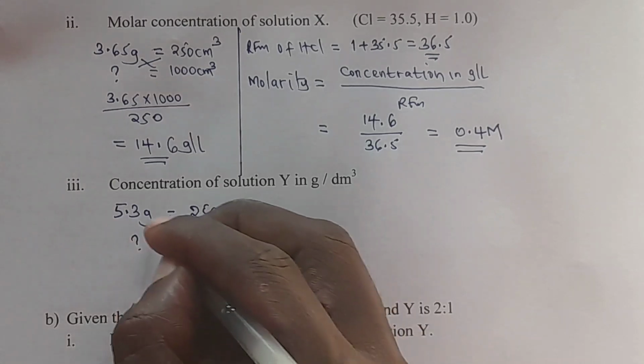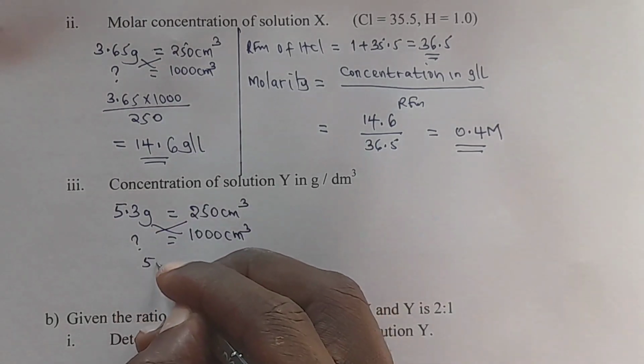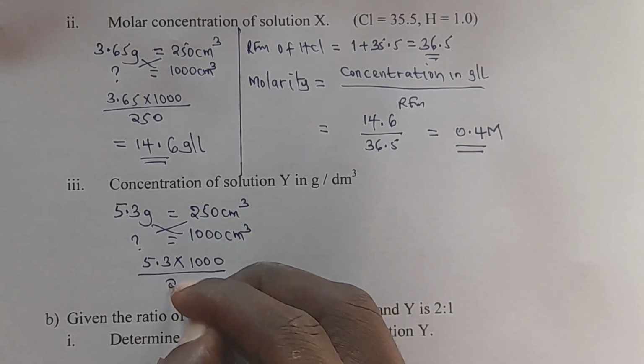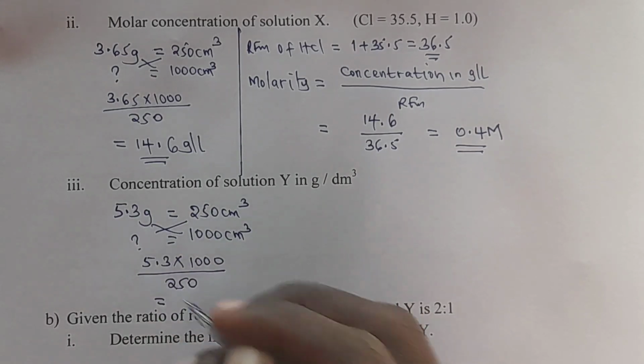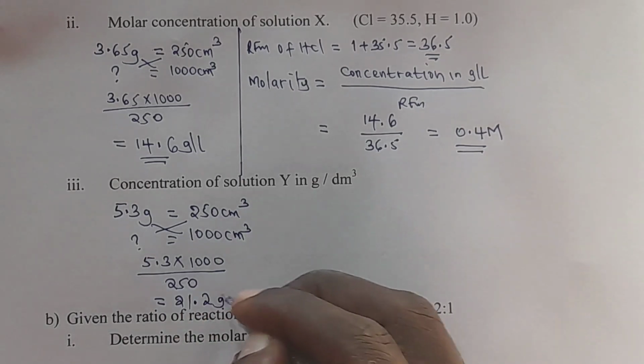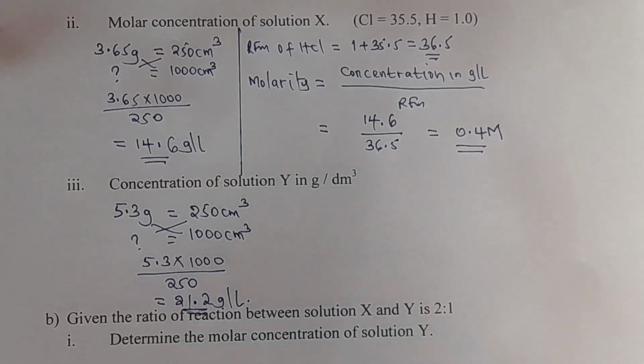So we are going to cross multiply, and we are going to have 5.3 multiplied by 1000, then divided by 250. So here, what are we going to get? We are going to get 21.2 grams per liter. So this will be the concentration of solution Y in grams per decimeter cube.